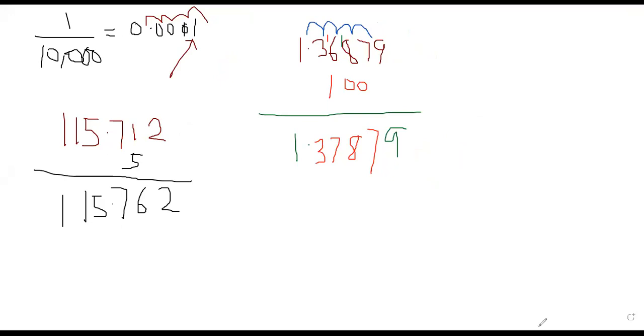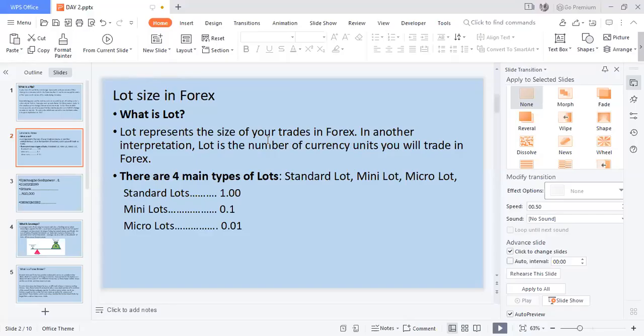The next one I'd like to talk about, because of time, is lots. What are lots? Lots represent the size of your trade in forex. In another interpretation, lots is the number of currency units we trade in the forex market. There are 4 types of lots actually: standard lots, mini lots, micro lots, and nano lots. The reason you are not seeing nano lots there is because nano lots are so minute, they are negligible. So there is no point adding nano lots to this discussion.